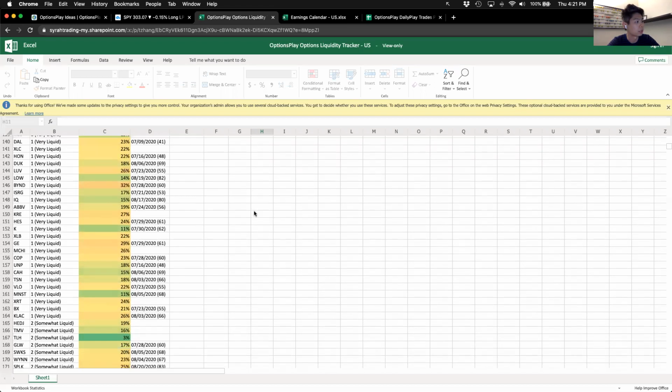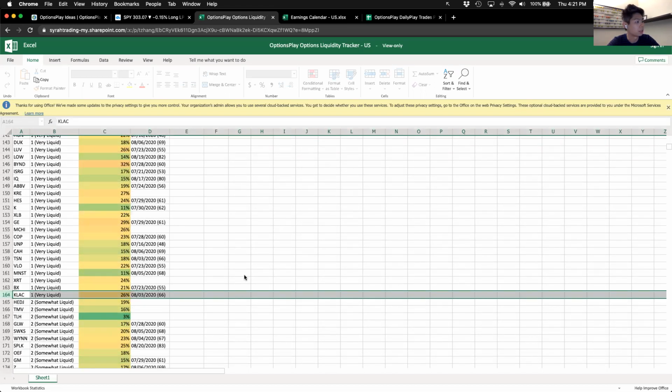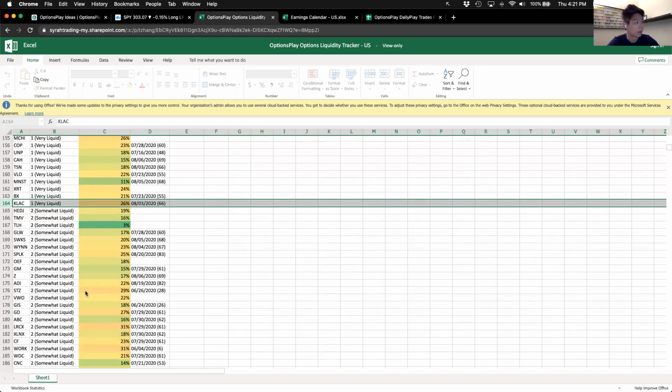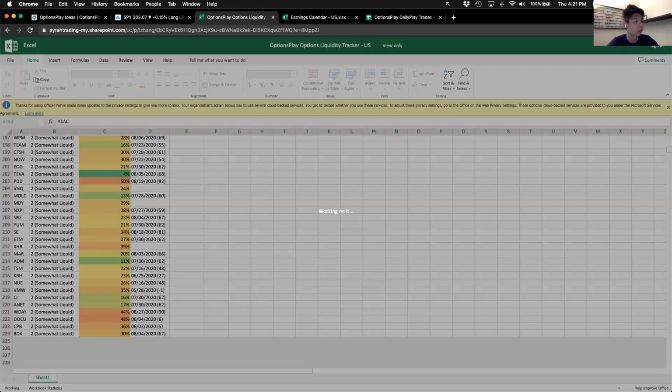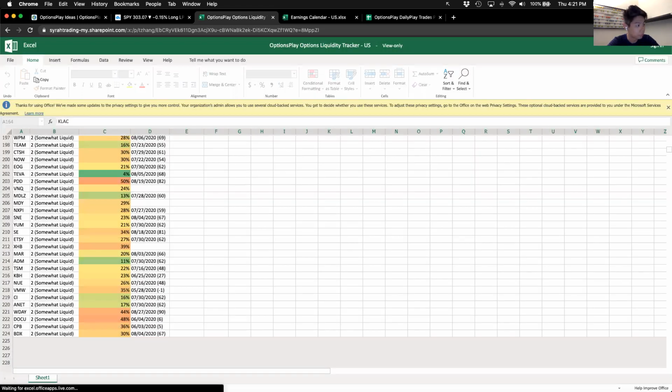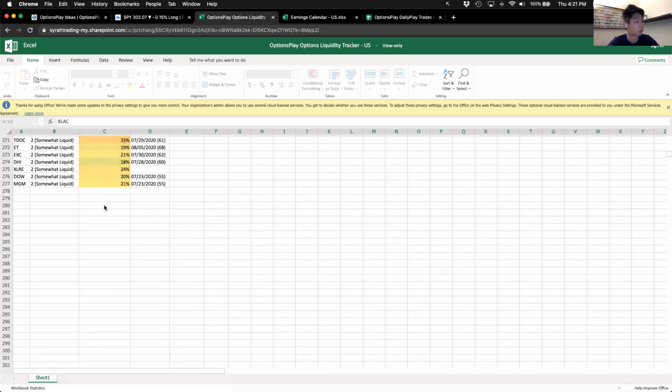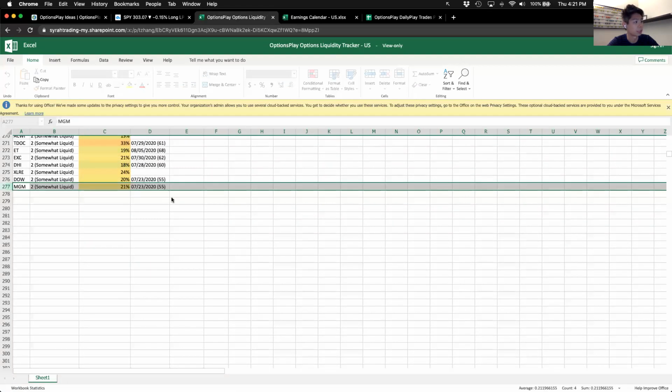As you can see here today, there are about 163 very liquid symbols. We tell you whether it's liquid, what the implied volatility rank of that option is, as well as when the next earnings date is. So if you're trading options, you generally want to focus your attention on these 163 names. Anything in the somewhat liquid names is still viable for trading, but you want to be a little bit more careful. As you can see, there are 277 names.